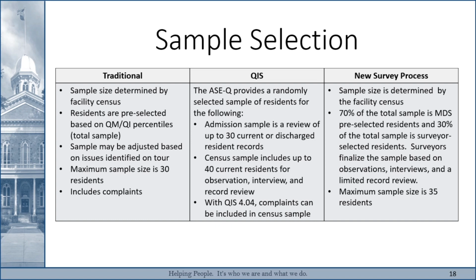With the new survey process, sample size is determined by the facility census. 70% of the total sample is MDS pre-selected residents and 30% of the total sample is surveyor-selected residents. Surveyors finalize the sample based on observations, interviews, and a limited record review. The maximum sample size is 35 residents.